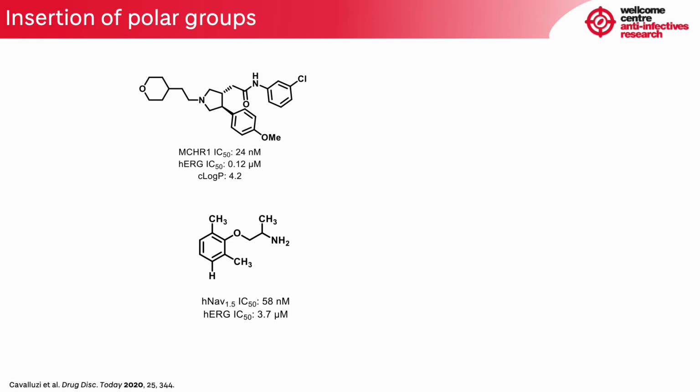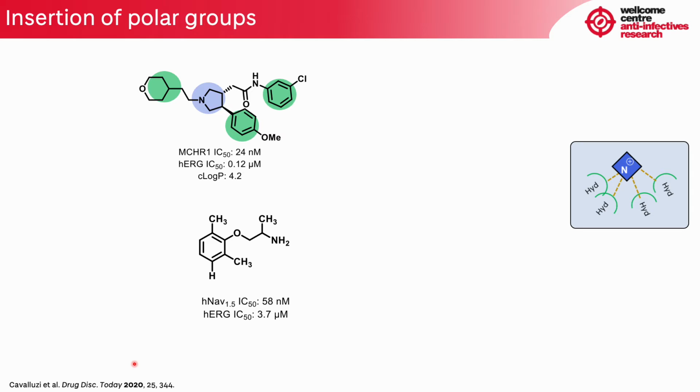Also, we can insert polar groups into a structure. If you look at those two molecules, we can fit both of them to the same model, again a basic group surrounded by hydrophobic units. If we can insert a polar group in one of those hydrophobic units, what we cause is a disruption of that hydrophobic binding region. Therefore, we can try to reduce the capability of this molecule to bind to the hERG channel.